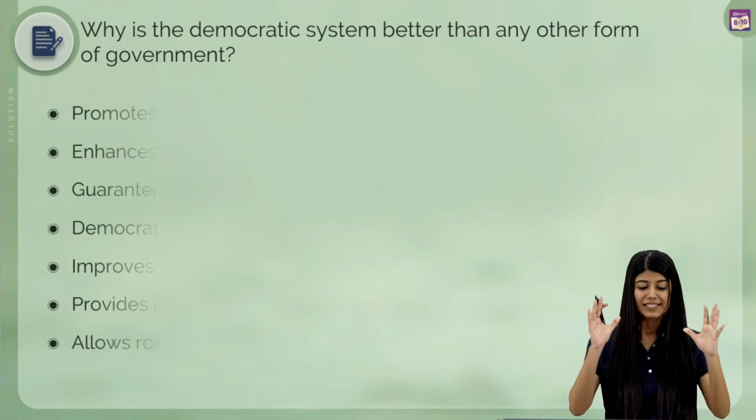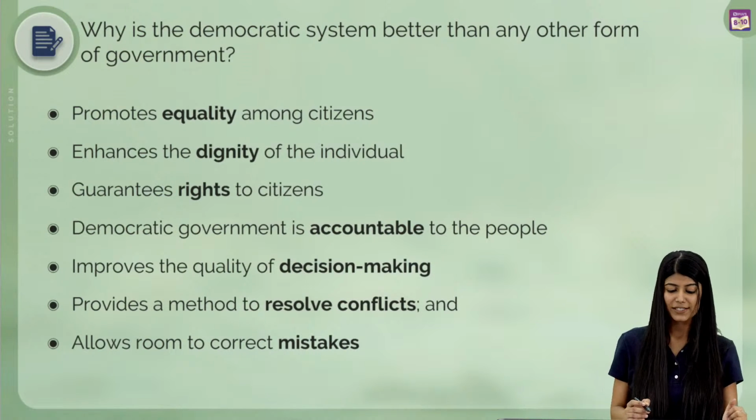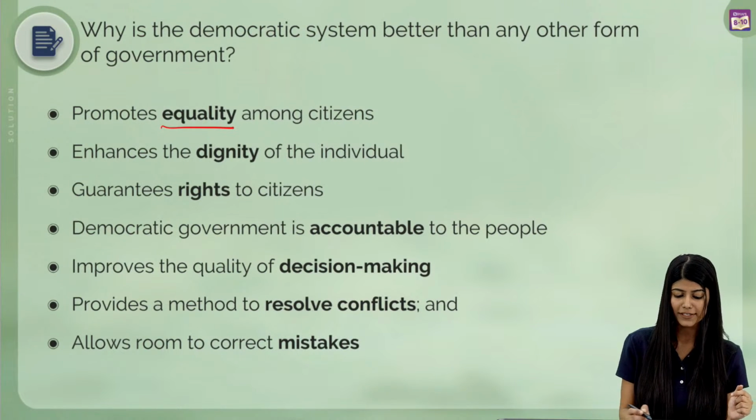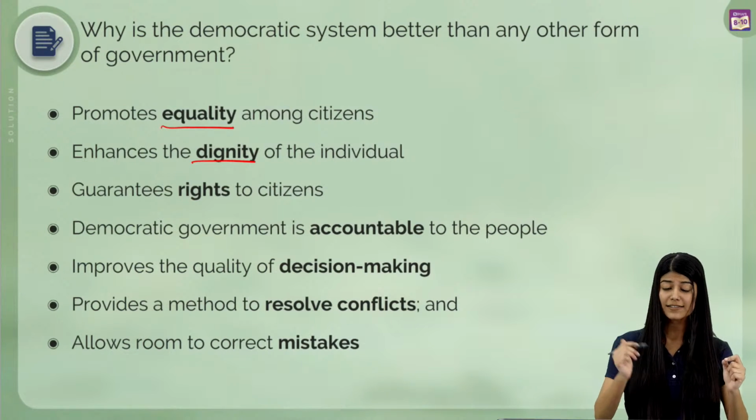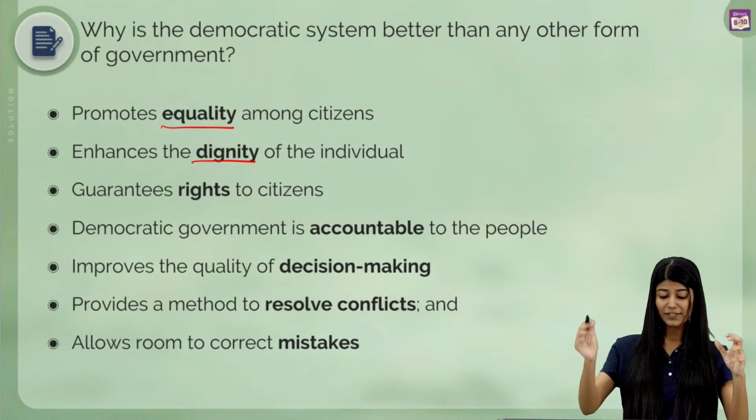Let's just have a summary of the mnemonic that we just did. Ed, E for equality, promotes equality among citizens. D stands for dignity, enhances the dignity of the individual. Then we have CD, right? Ed has to give a CD to Ram.